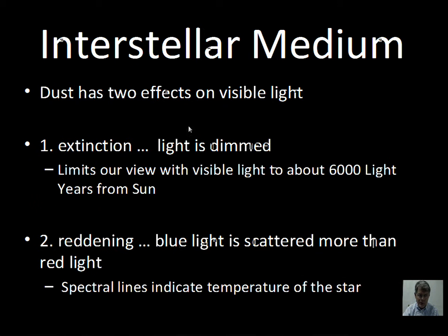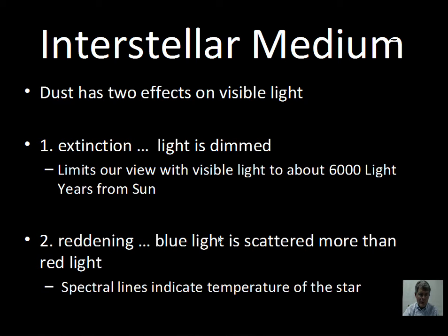So here's a little summary again. Dust has these 2 effects. We're not talking about gas now, we're talking about dust. Dust dims the light, and it dims it such that we can only see stars in our galaxy that are closer than 6,000 light years. This is a little bit of a problem with using visible light, because it's 27,000 light years to the center of the galaxy. We cannot see the center of the galaxy with visible light. We can with infrared, but not with visible light. We're limited. Dust dims the starlight too much.